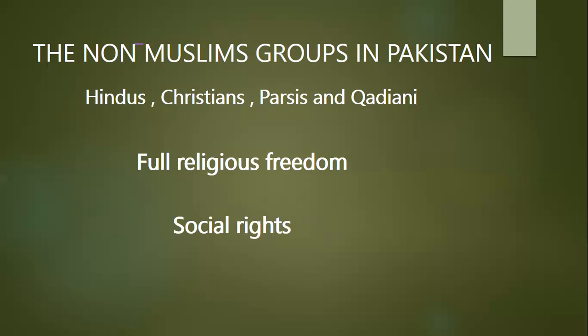These groups include Hindus, mostly low caste. You know that the Hindus have divided themselves into four categories, or four caste systems. And in Pakistan, the low caste generally settled in eastern Sindh. The Christians are mostly converts scattered over Punjab and Sindh, and the Parsis are mostly concentrated in Karachi.